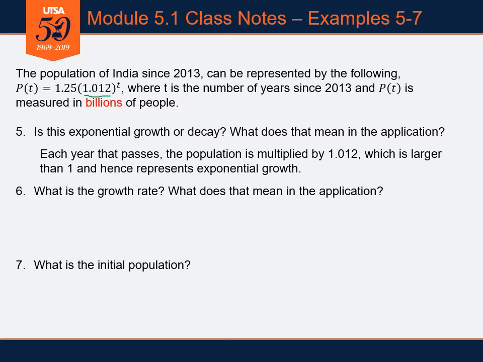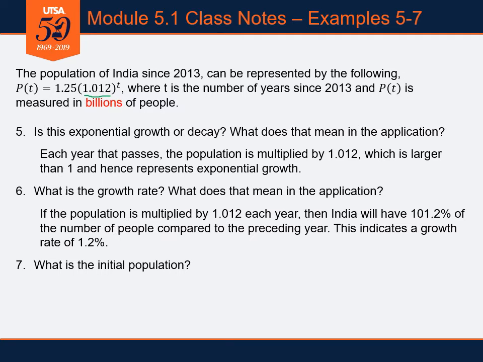So in the application, that simply means that we are growing, and we can specify a little more than that, but that comes into the answer of question 6. So let's roll right on to question 6, which asks us, what is the growth rate? And what does that mean in the application? So if we're multiplying by 1.012 each year, then India will have 101.2% of the number of people next year compared to the preceding year.